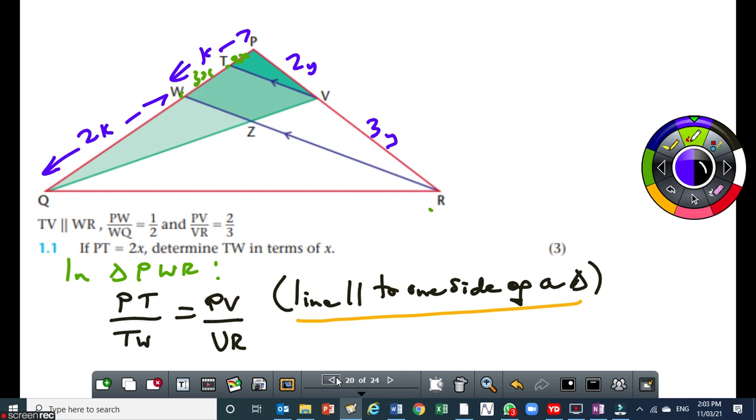Are you following? Sir, I don't understand. TW is 3x. You don't understand what it is. The one is in terms of x. Determine TW in terms of x.